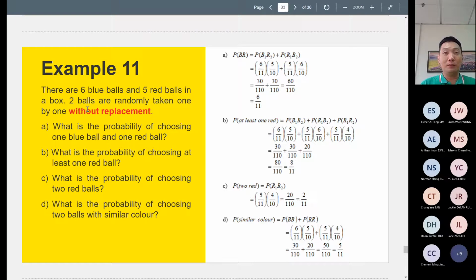So let's try to solve the problem. Let's say there are 6 blue balls and 5 red balls in a box. So in total, there are 11 balls inside the box, if we don't count the color. That means n(S) is equal to 11. I just put a footnote here: n(S) is 11.